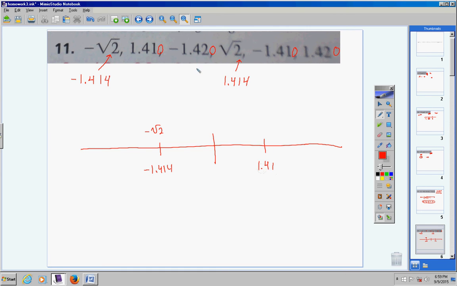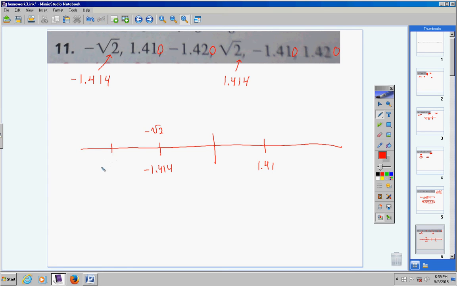1.41. Now look at this. Negative 1.420. Well, guys, think about it. If I'm at negative 1.414, I've got to go more to the left to get to negative 1.420. 414. Next would be 415, 416, 417, 418, 419, 420. So that's how I know which way to go.